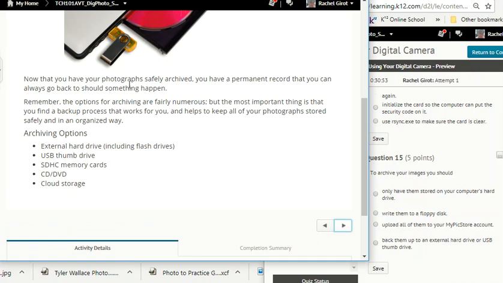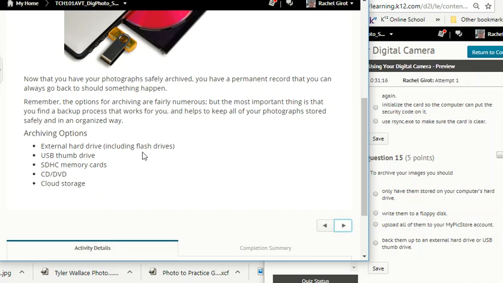All right, now that you have your photographs safely archived, you have a permanent record that you can always go back to should something happen. Remember, the options for archiving are fairly numerous, but the most important thing is that you find a backup process that works for you and helps to keep all of your photographs stored safely and in an organized way.